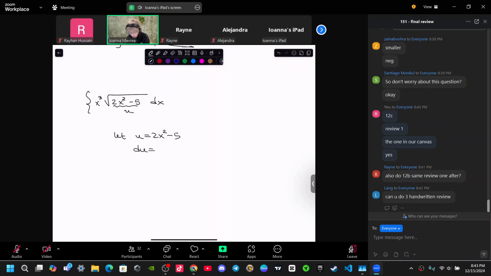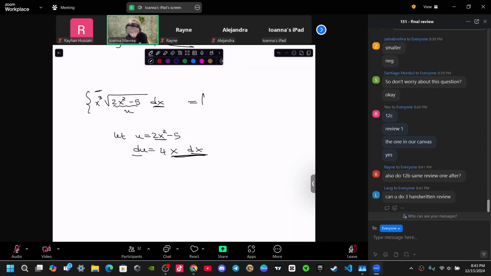So du is going to be the derivative times dx, so 4x dx. Okay, so if you see an x dx, do I? Well, I do. I see more than that. I see an x and a few more x's dx.